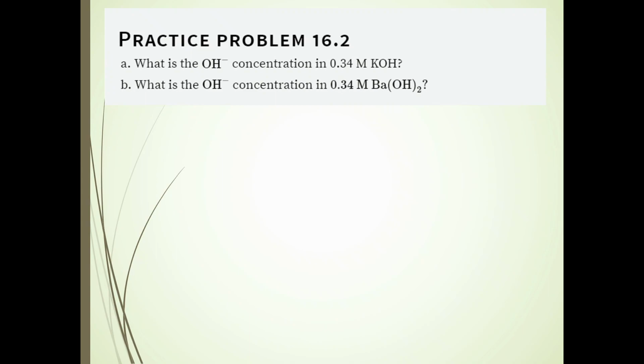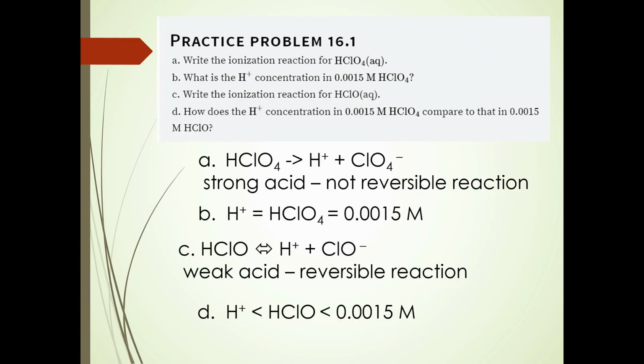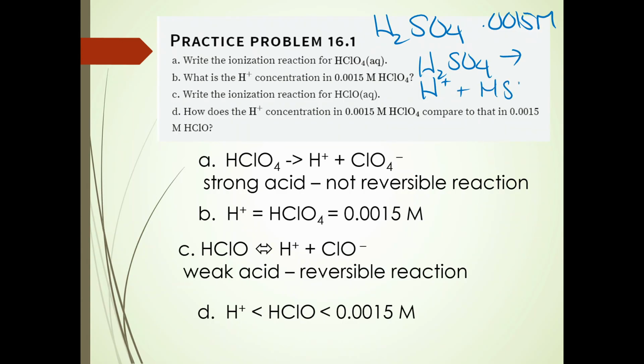So if I went back to this slide and I had H2SO4 of 0.0015 molar, my reaction is H2SO4 goes to H plus plus HSO4 minus. So the concentration of H plus is still 0.0015 molar. The H's never come off more than one at a time. You only take the first H off of this strong acid.